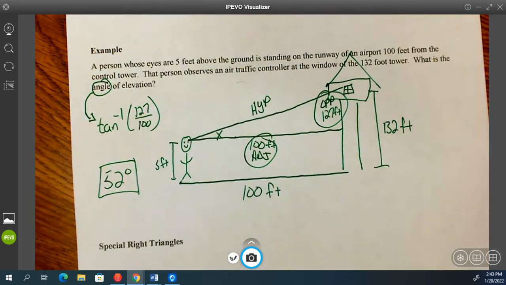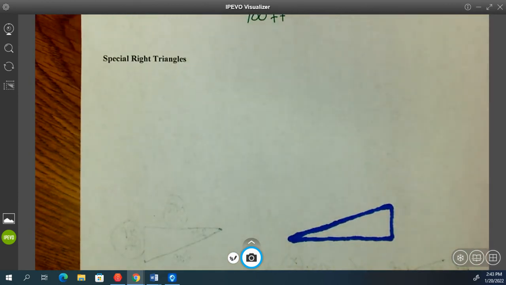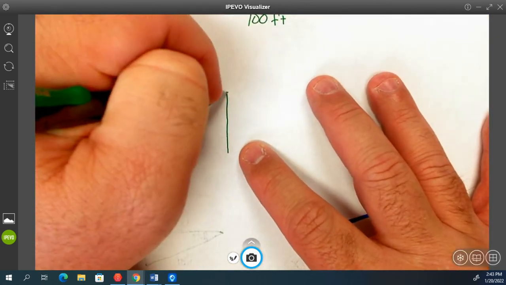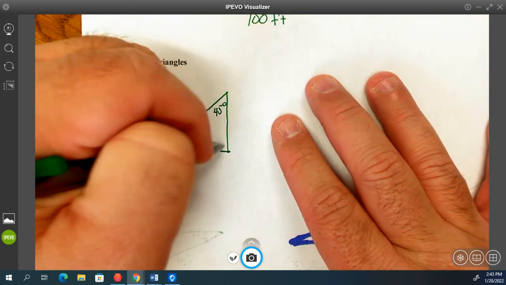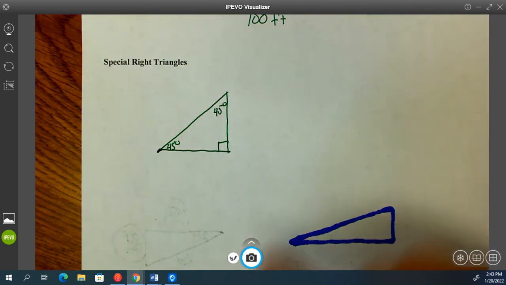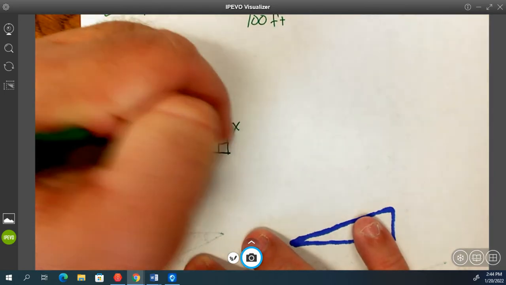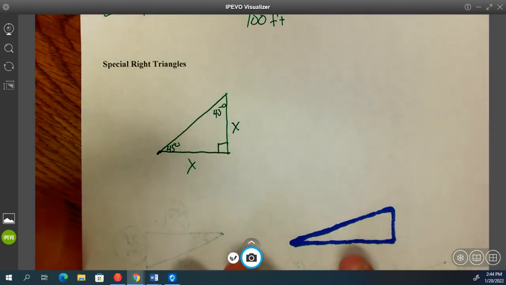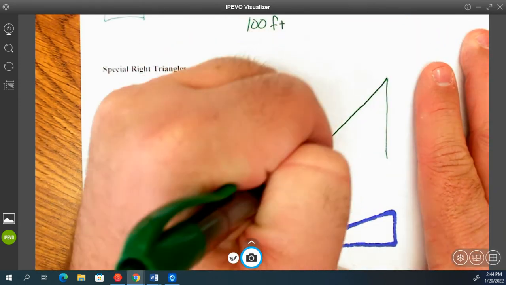It would help. Last part, special right triangles. Now, I didn't put any examples down because if you know the properties of them, then that is going to help you out more than anything else. So if you have a 45, 45, 90 degree triangle, you know the legs both have to be the same. So what do we put there? X, X. And the hypotenuse? X square root of 2. Yes, x square root of 2.